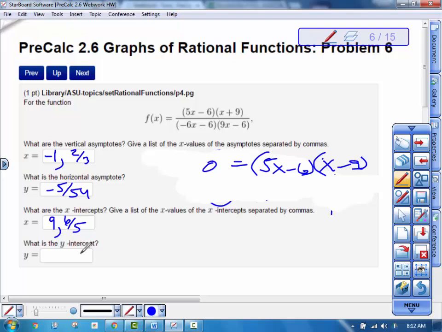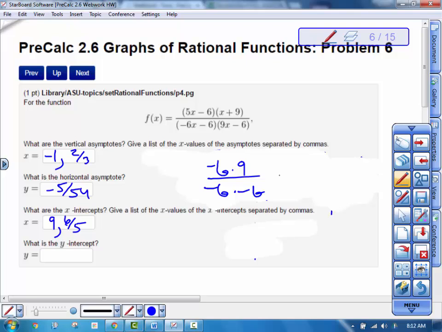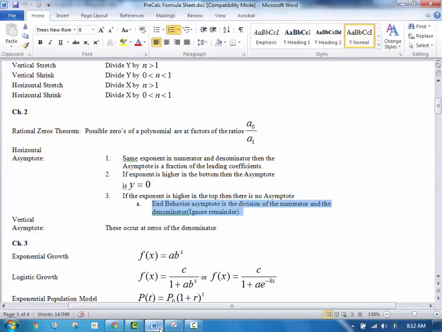And then the y-intercepts occur where x is 0. So plug in 0 for x. If you plug in 0 for x, you get -6 times 9 over -6 times -6, which is -54 over +36. So you don't need a graph for this. You can look at the graph, but it's going to be harder to get these answers from the graph than it is by hand using the information that's right here.